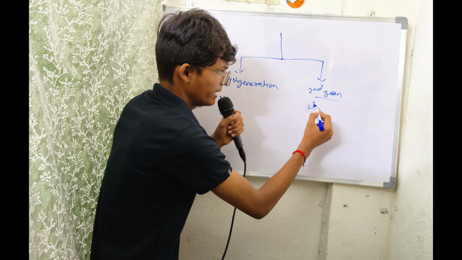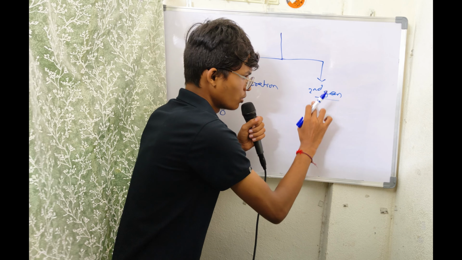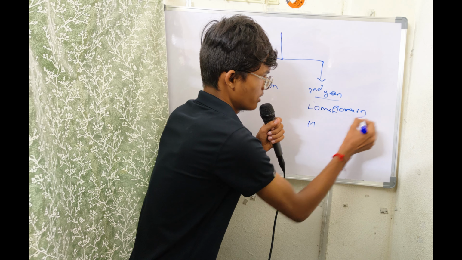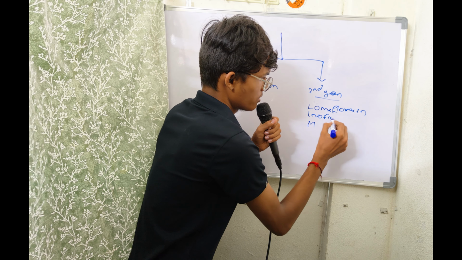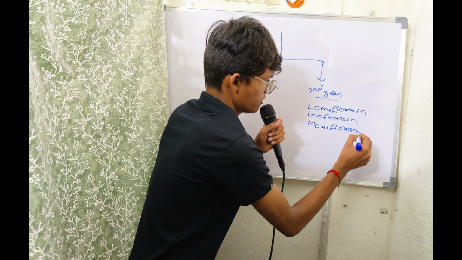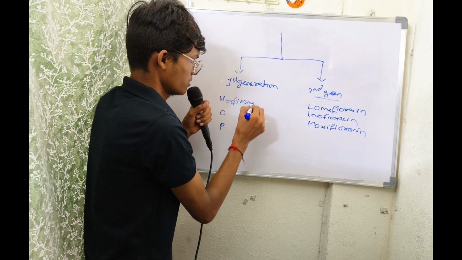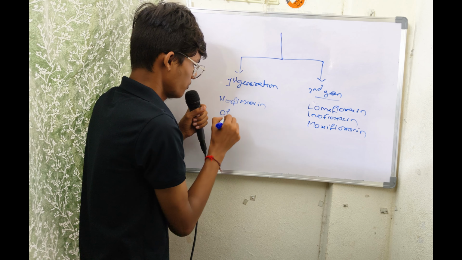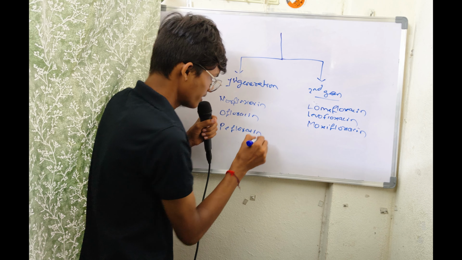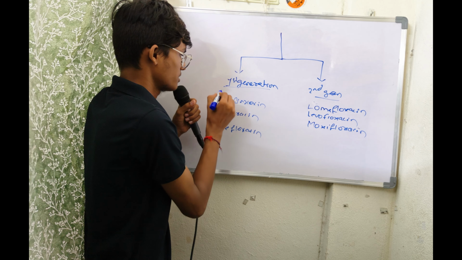And for here keep L square. Now if you are writing square, it's two times, right? So we'll write lomefloxacin and levofloxacin, and here moxifloxacin, and here norfloxacin, ofloxacin, and pefloxacin.